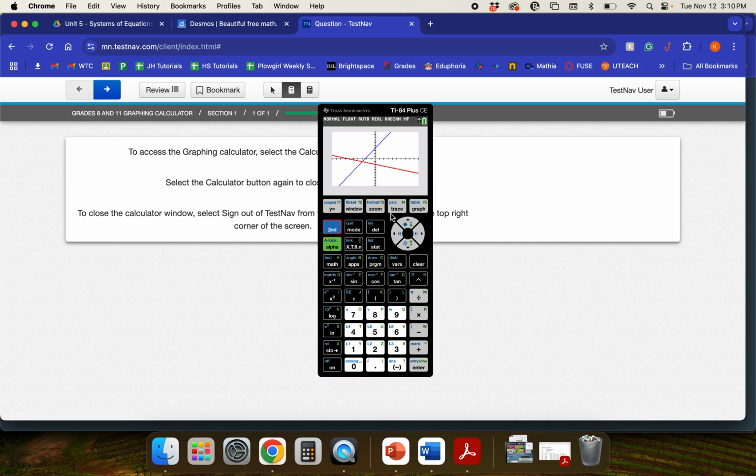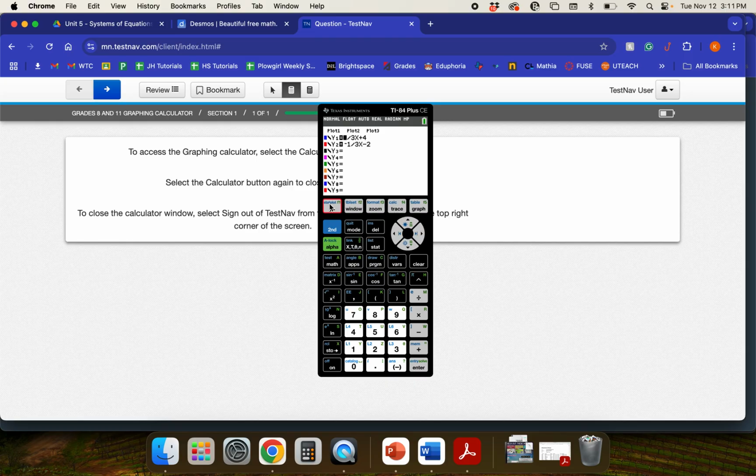We're going to press second, trace, and look right here, number 5 says intersect, so number 5. Now, all we need to do from here is just press enter 3 times. We press enter the first time to say yes, that's the first line. The second time, we're saying yes, this is my second line. And the third time is telling it to find where they cross. After I press enter 3 times, at the bottom it says intersection, and you'll see it says -3, -1. And that blinking light is now where they cross each other.